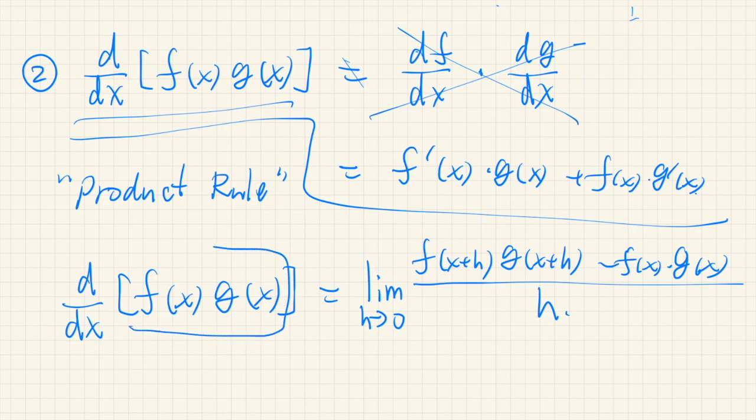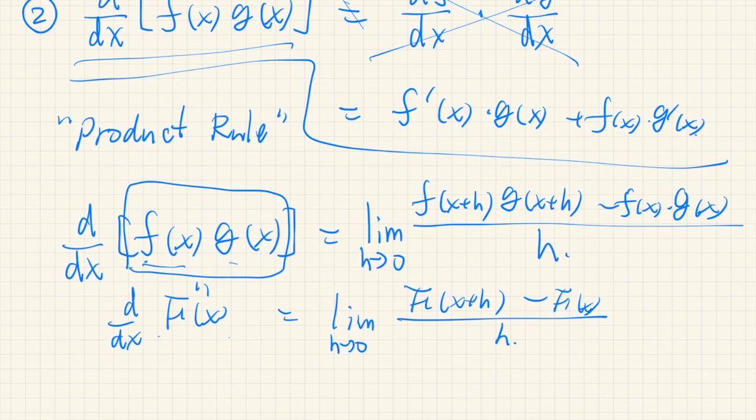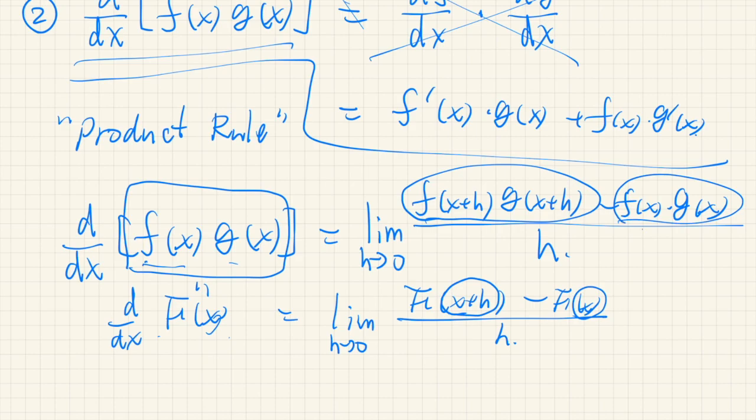So this product is one function. Let's say capital F of x is equal to f of x times g of x. So this derivative should be equal to the limit of F of x plus h minus F of x divided by h. If you substitute x plus h into x, we have this here, and for this one, we have this here.